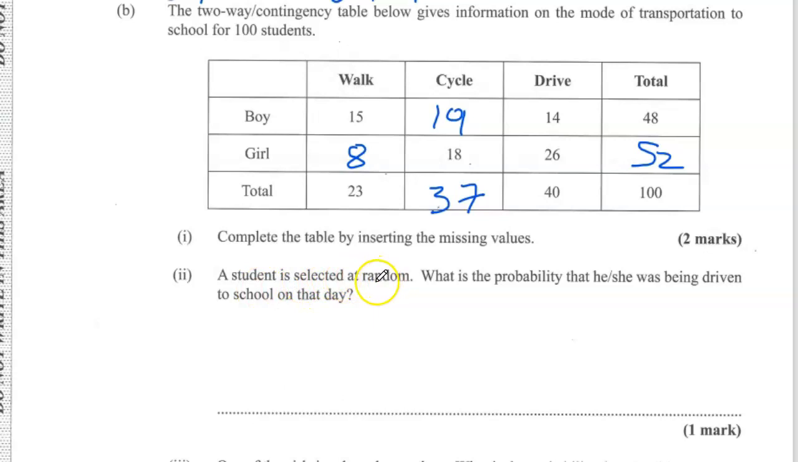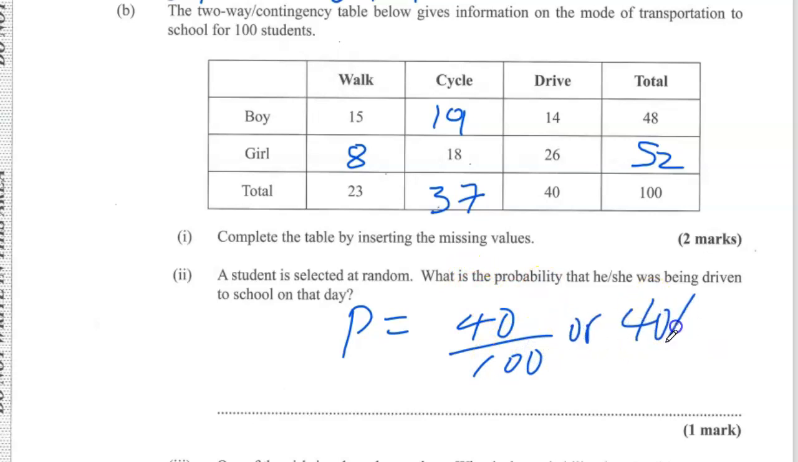A student is selected at random. What's the probability that the student was driven to school that day? So we're looking at drive. The probability for drive: how many students were driven was 40, and of course the total was 100. So we can leave it like that, or we can write that as 40%, or as 0.4, decimal, percentage, or fraction, whichever, or 2/5.